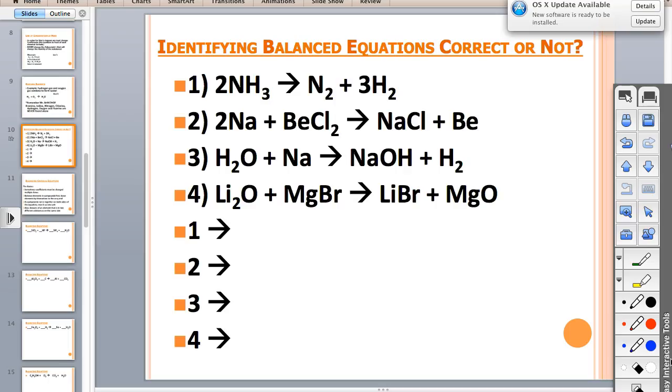All right, so I think we're all straight there. So number 1 was good, and then 2 through 4, we had to change the coefficients, or in some of them, we had to change some of the formulas that weren't neutral.